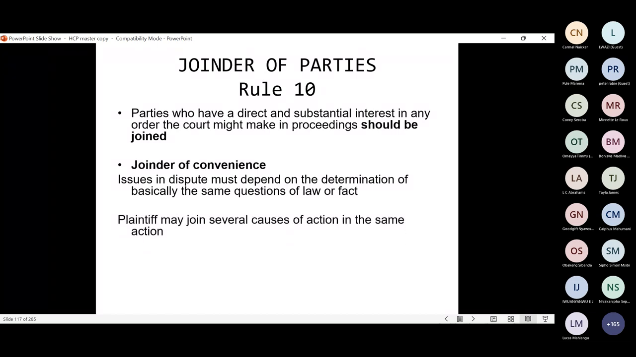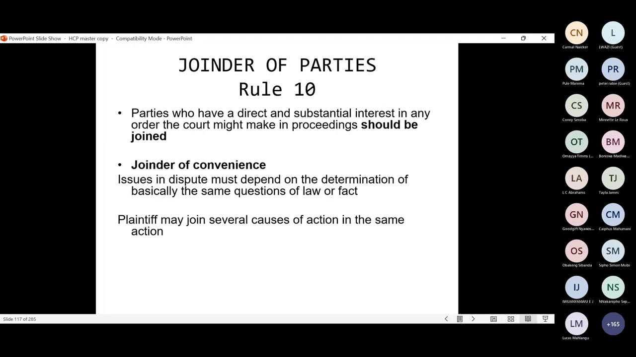Right. A plaintiff may also join several causes of action in the same action. Now, remember, we did cause of action. What is a cause of action? It's a set of facts that give rise to a claim. Now, you can have different causes of action in the same action where you have claim one, which is a different cause of action in terms of this contract, that is the breach of contract. Two, in terms of this contract, that is the breach of contract. They're different causes of action.